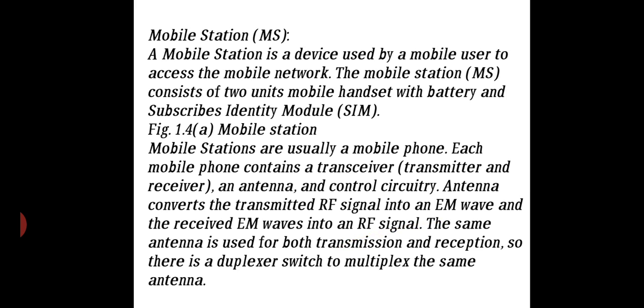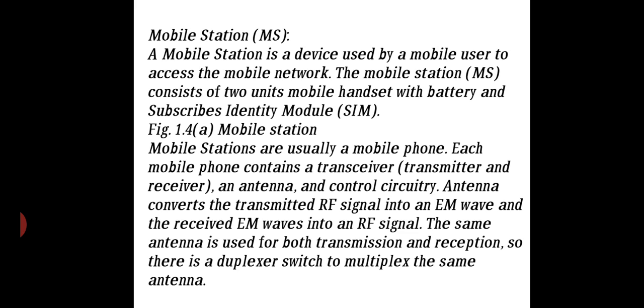So now we are going to discuss the basic components of a cellular communication system. The basic components are the mobile station, the base station, and the base station controller.